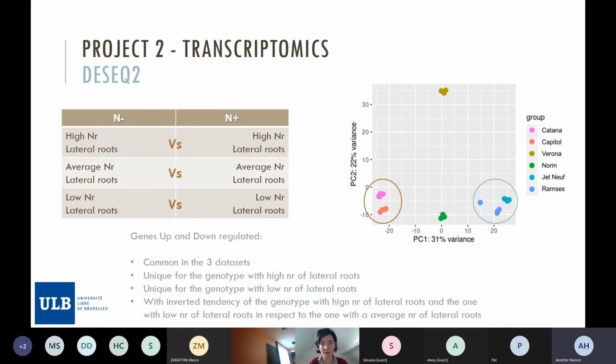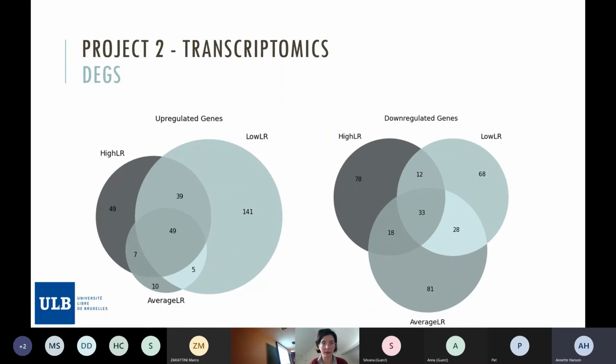The result from this was pretty good. From the PCA, we see that the two varieties with a lot of lateral roots clustered together, the two with few lateral roots also clustered together, while here we have the two in the middle. So I checked for differentially expressed genes: those common in the three data sets, unique for one phenotype, and unique for the other phenotype. This is a summary of what I obtained.